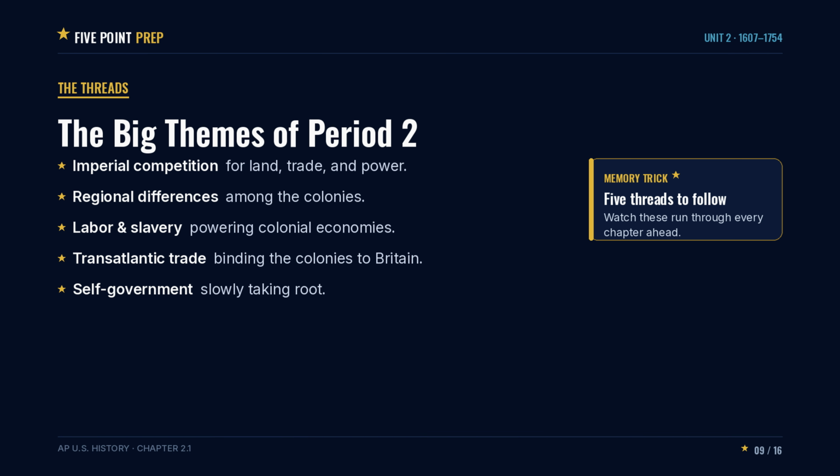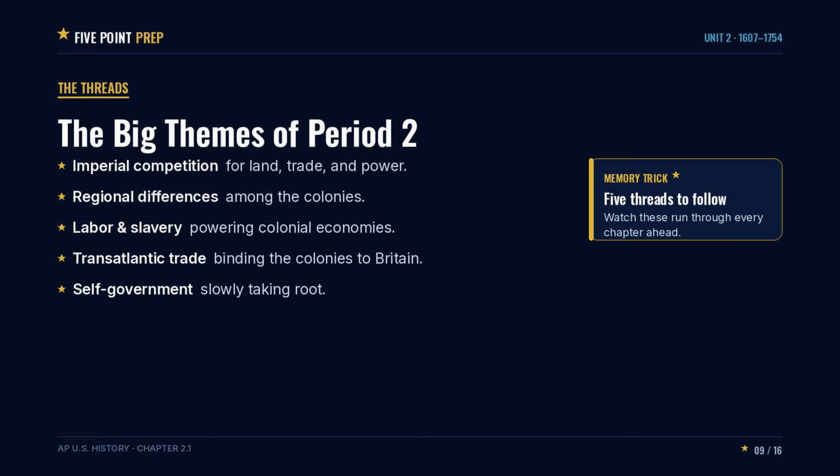Zoom out, and 5 big themes run through all of Period 2. Imperial competition, European powers and native nations contesting land, trade, and power. Regional differences, the contrast among New England, the Middle Colonies, and the South. Labour and slavery, the systems powering colonial economies.